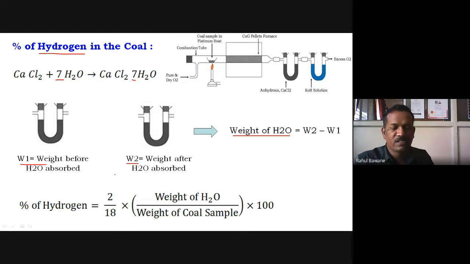How much hydrogen is there with H2O? So there is a relation 2 by 18. So 2 by 18 multiplied by weight of H2O divided by weight of coal sample, multiplied by 100, so it will be in percentage. So this is the very easy way to find out the percentage content of carbon and hydrogen.